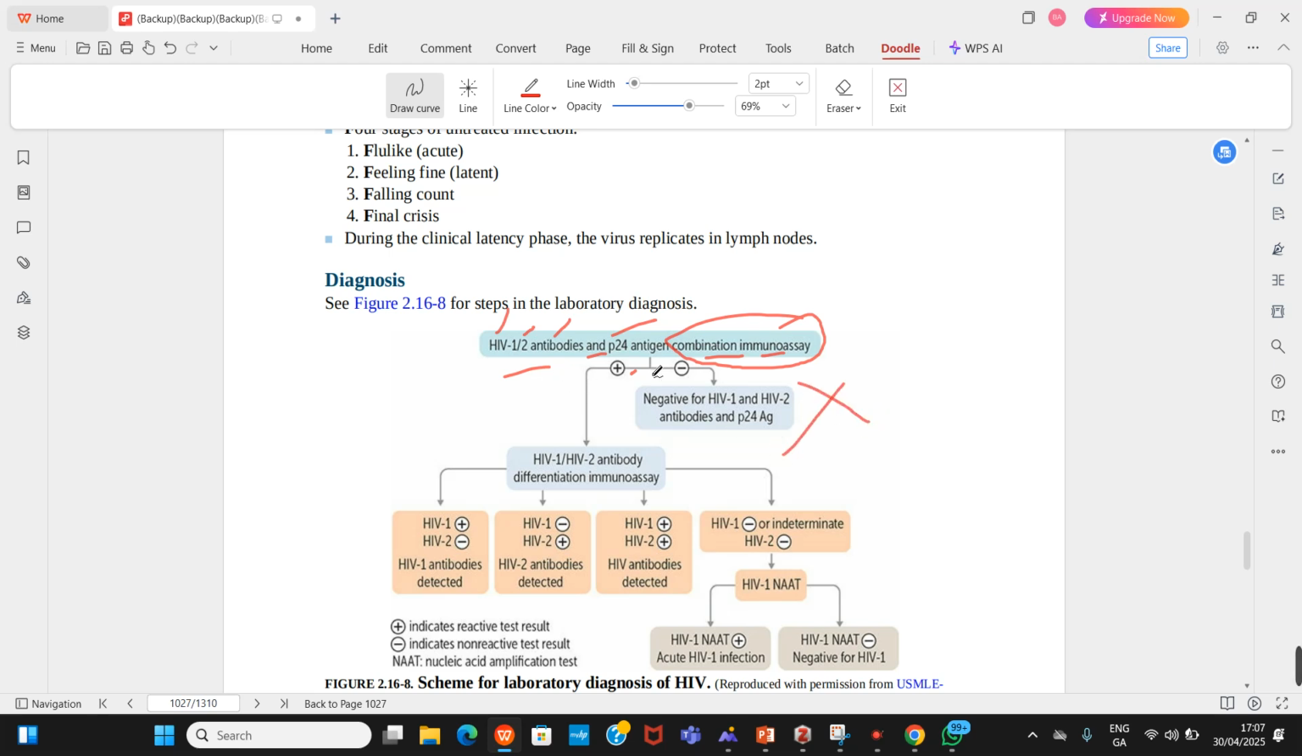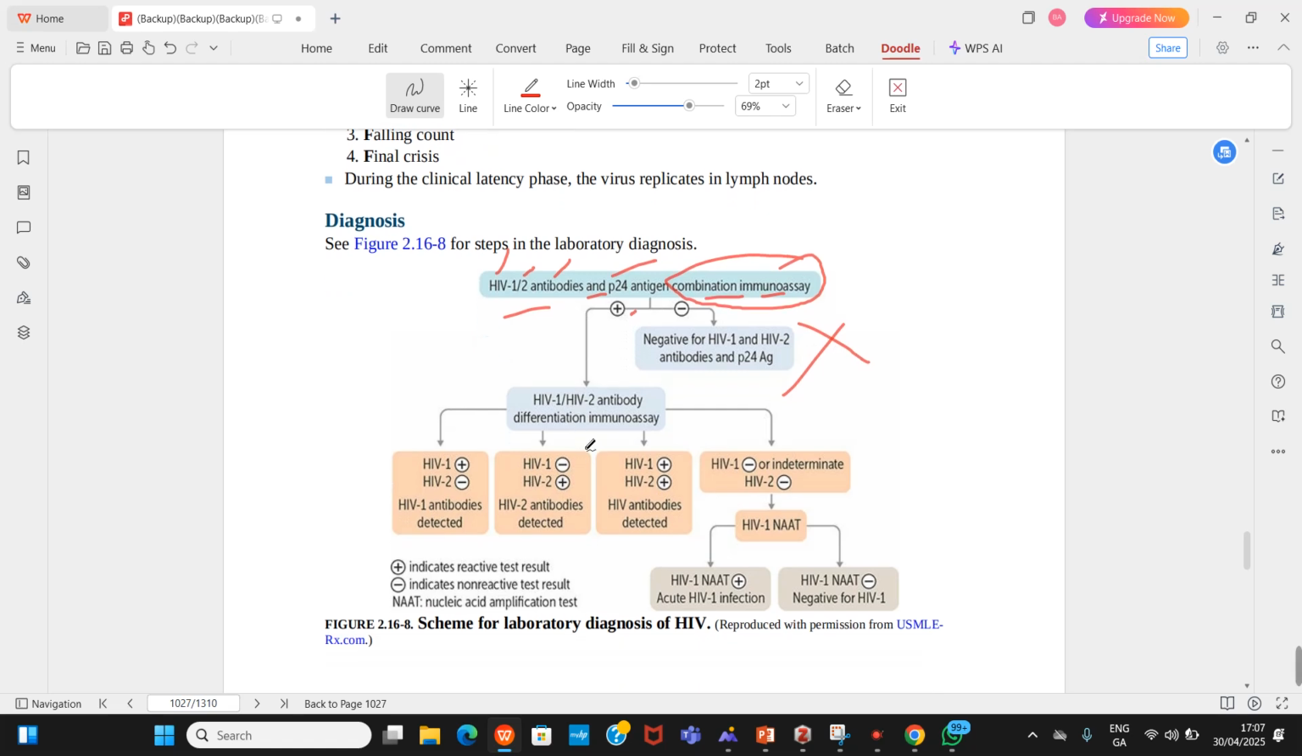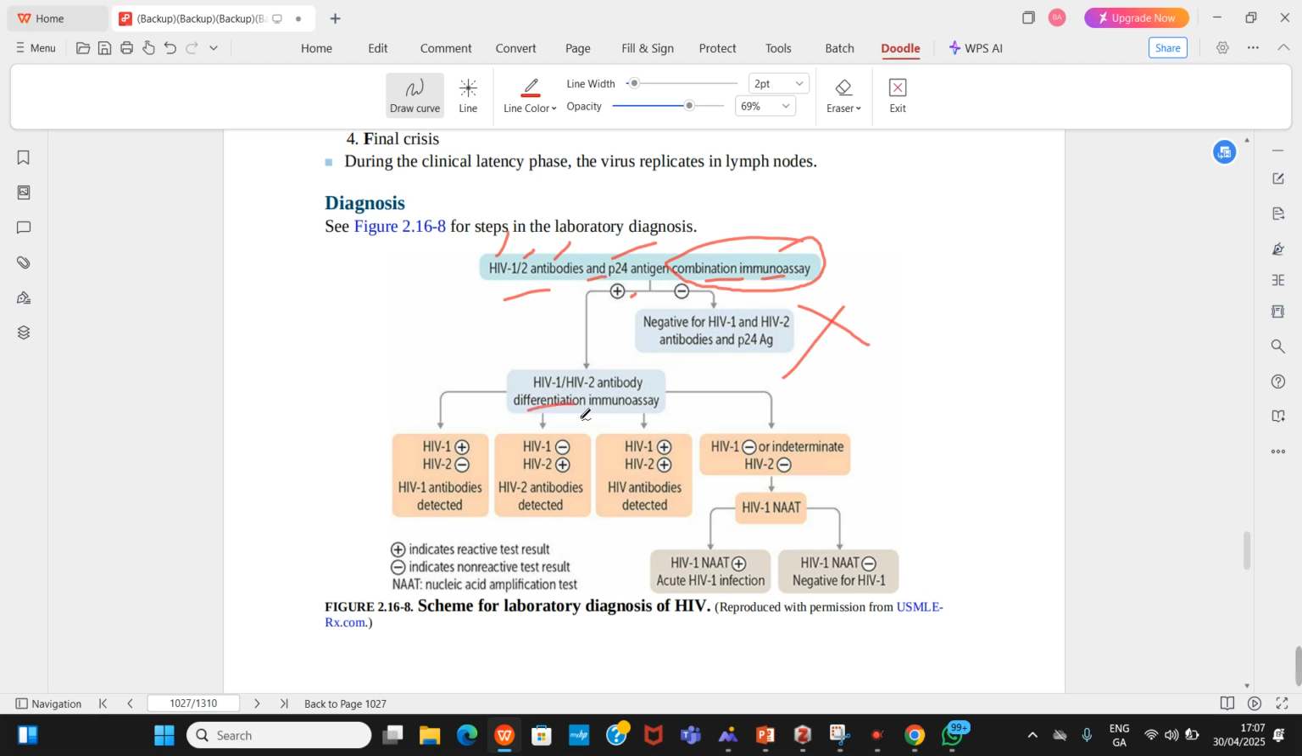If you do your test and it is positive, then you now proceed. You don't stop there. You proceed to do your differentiation immunoassay. Now, what are you looking for here? Fine, it is positive, but I want to know, is it HIV-1 or HIV-2? So what you can do is to check for the antibodies individually.